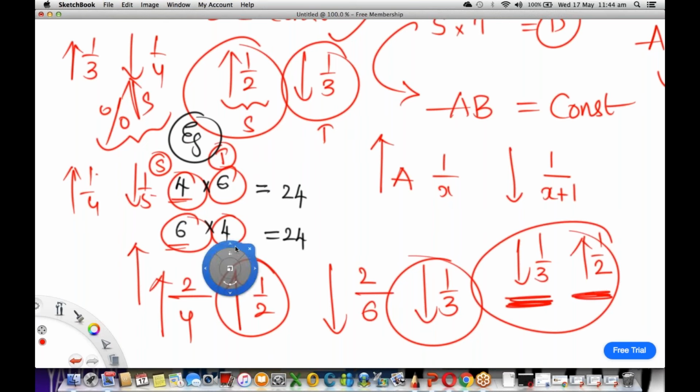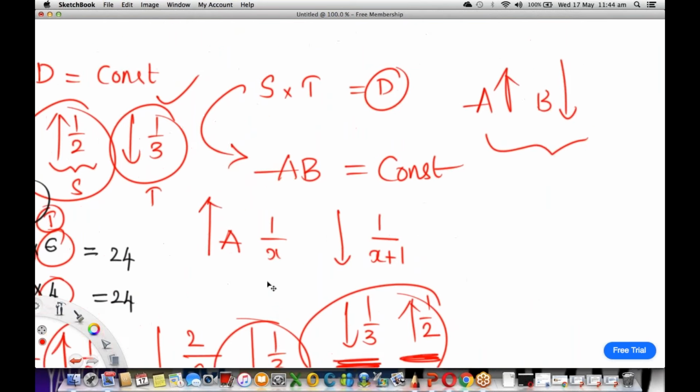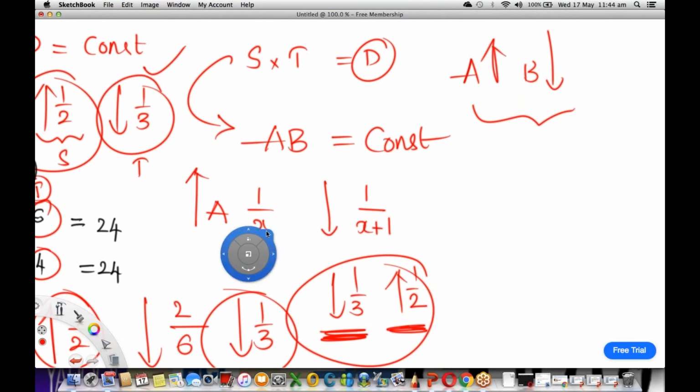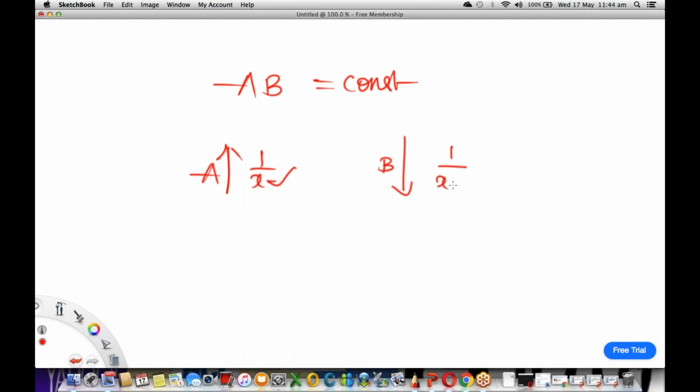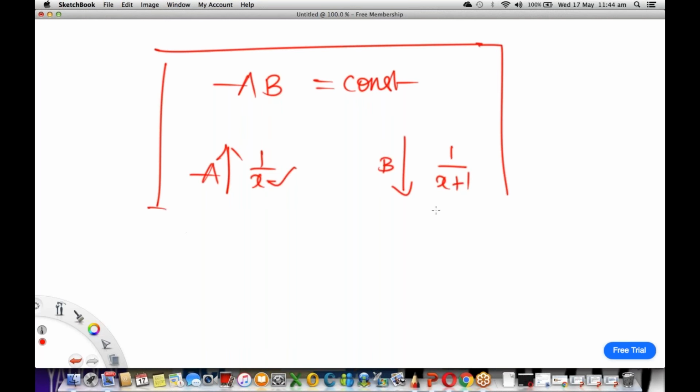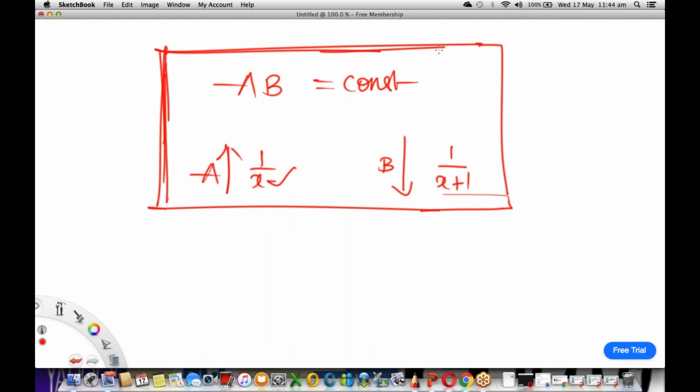So I'm just writing a point. Whenever I have AB is equal to constant, if A is increased by 1 by x, then B should be decreased by 1 by x plus 1. This is a point I'm trying to use to solve my problem in 5 seconds. It is a very important strategy, very helpful in solving time, speed, distance questions, and even CAT level questions you can solve.